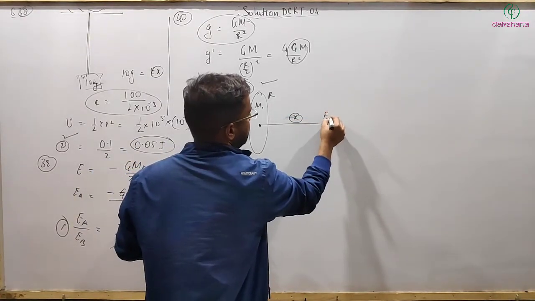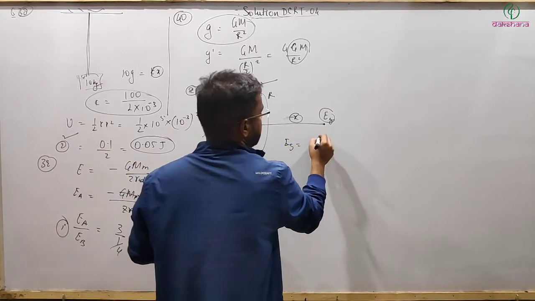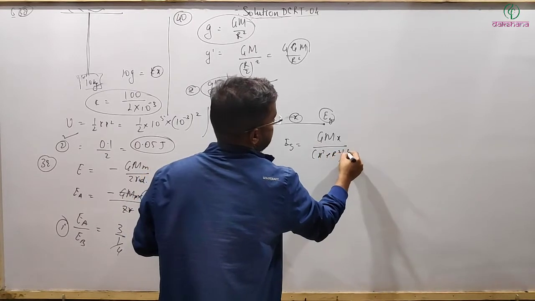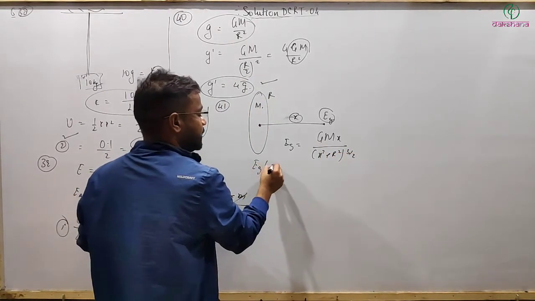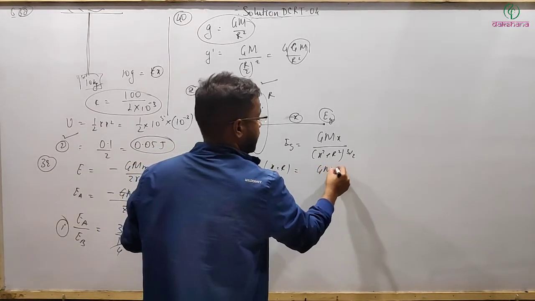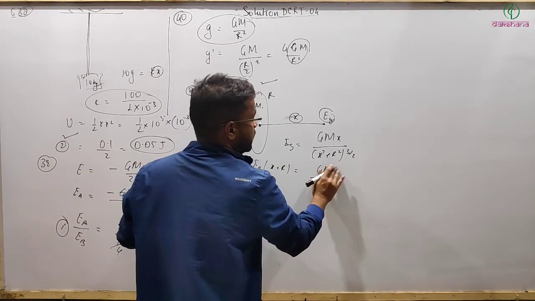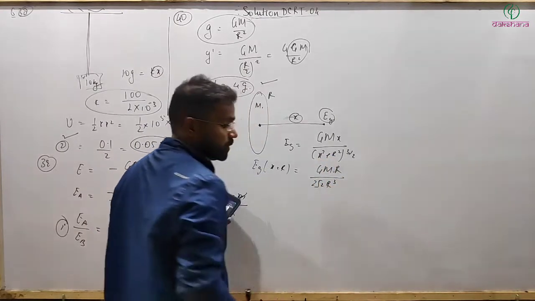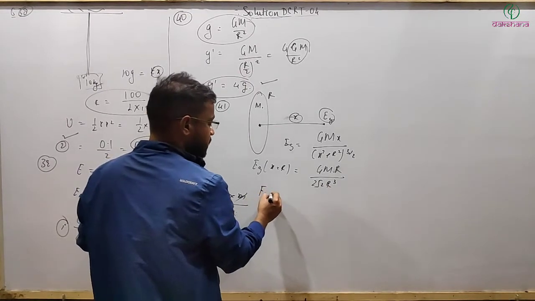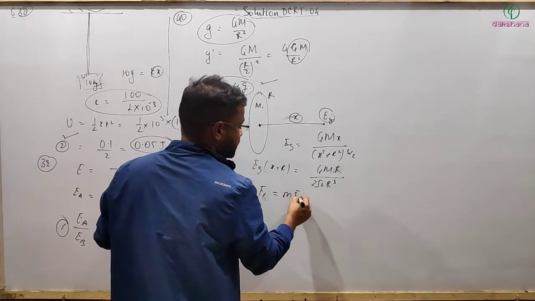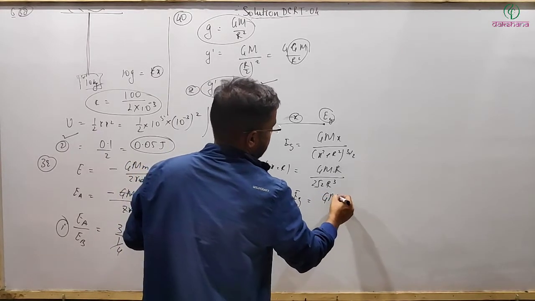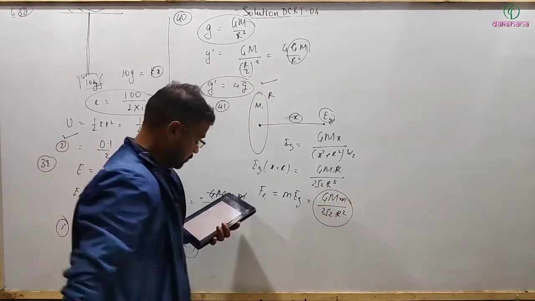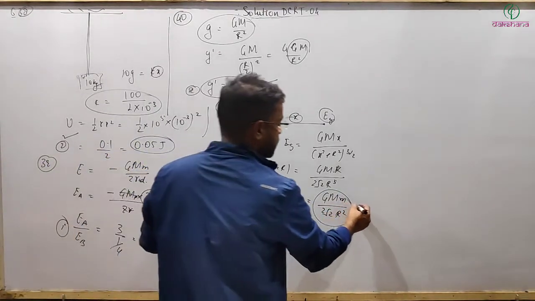So what is the gravitational field? Eg is given by GMx divided by x square plus R square power 3 by 2. And Eg at x equal to R can be written as GMR divided by R square plus R square, that is 2 root 2 into R cube. And then gravitational force is equal to m into Eg. This is equal to GMm, R gets cancelled, so it's 2 root 2 into R square. This is the force acting on the small m particle, that's matching with option number 3.